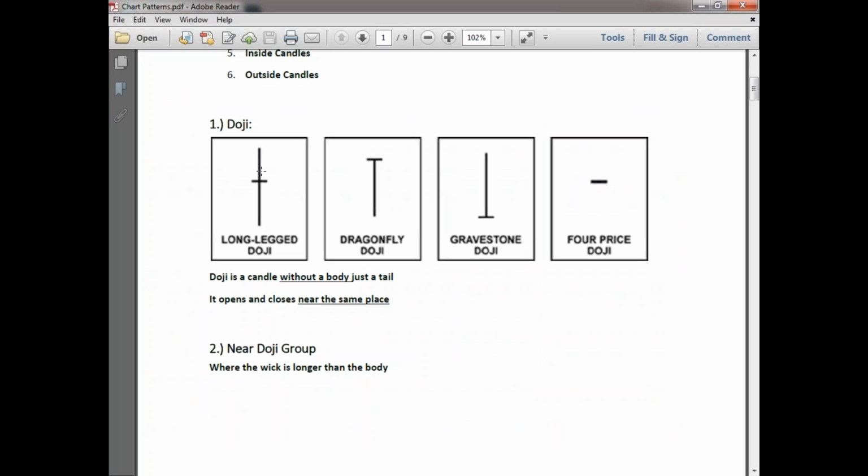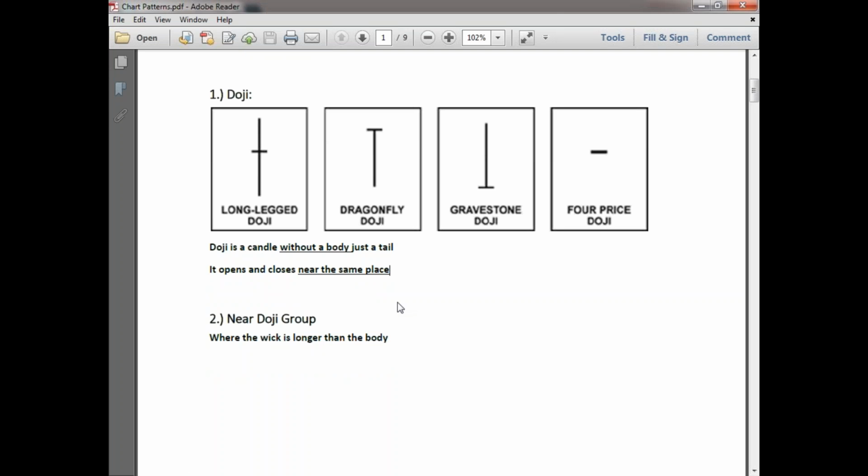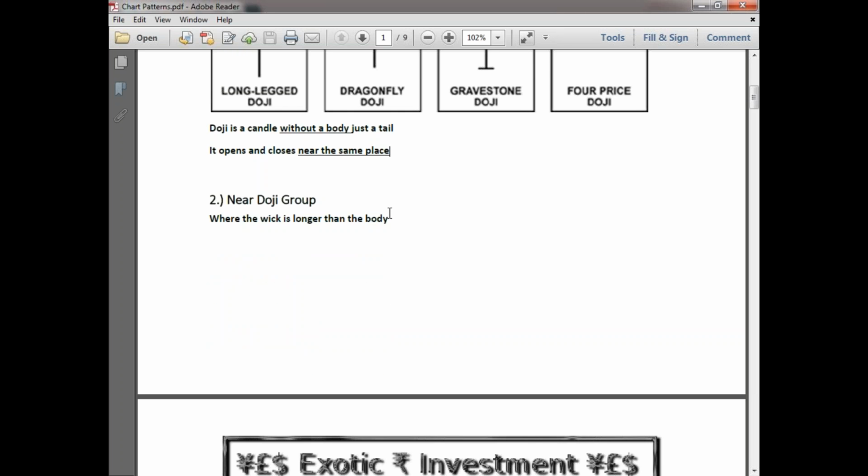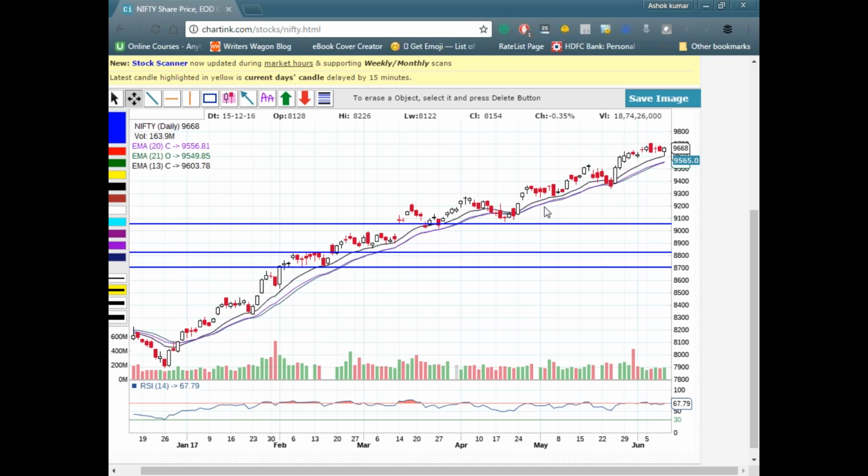Over here there is a long leg doji, there is a dragonfly doji, there is a gravestone doji, and there is a four price doji. It means that it opened at the same place and closed at the same place. There was no up, there was no down, nothing at all. This is the four price doji. And usually what we'll see is a long leg doji. So a doji is a candle without a body, just a tail. It opens and closes near the same place. If there is a doji in the markets, there is an indecision. What happens further to these candles is the trend setter. This doji itself is not a trend setter.